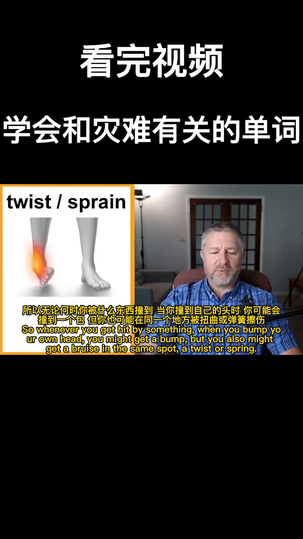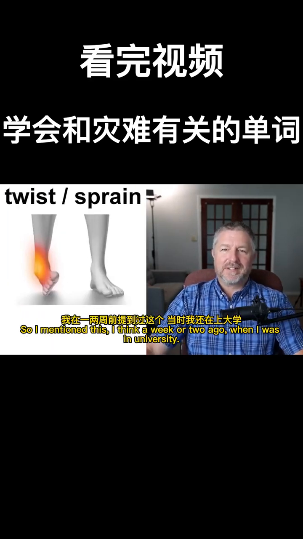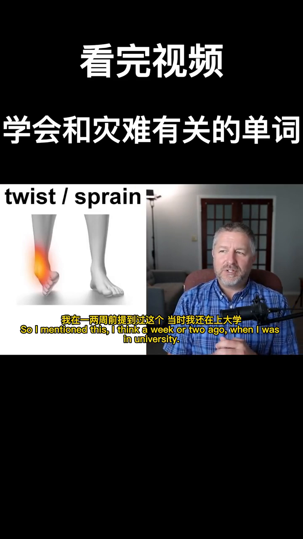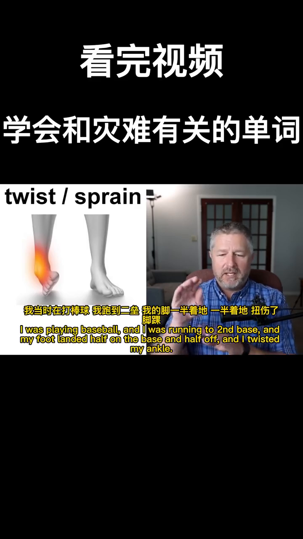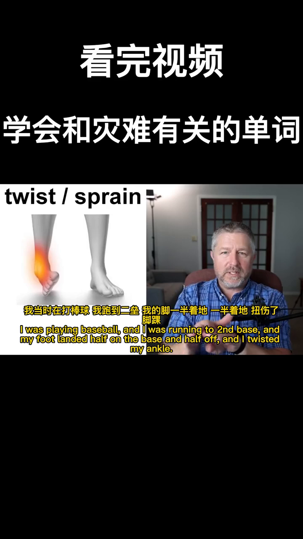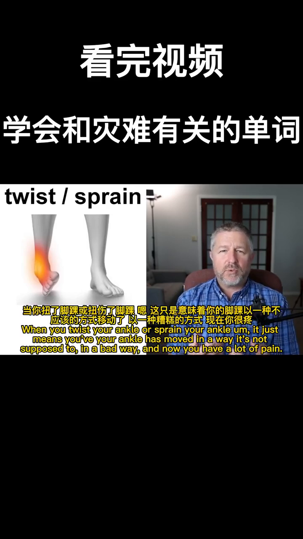A twist or sprain. So I mentioned this, I think a week or two ago. When I was in university, I was playing baseball and I was running to second base and my foot landed half on the base and half off and I twisted my ankle. When you twist or sprain your ankle, it just means your ankle has moved in a way it's not supposed to, in a bad way, and now you have a lot of pain.